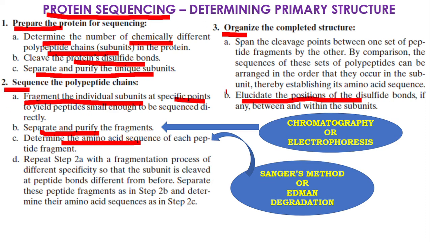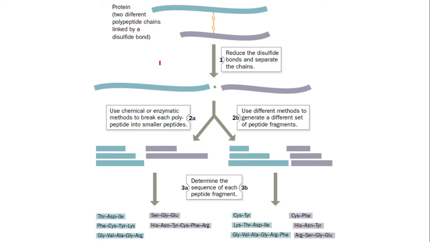Let us see the same thing using a diagram. Here, this is a protein. In this diagram, this protein consists of 2 polypeptide chains joined together by a disulfide bond. Step 1. Reduce the disulfide bonds and separate the chains. We just break the disulfide bond there. Now the chains are separated. We purify them, these different chains, by electrophoresis, chromatography, etc.